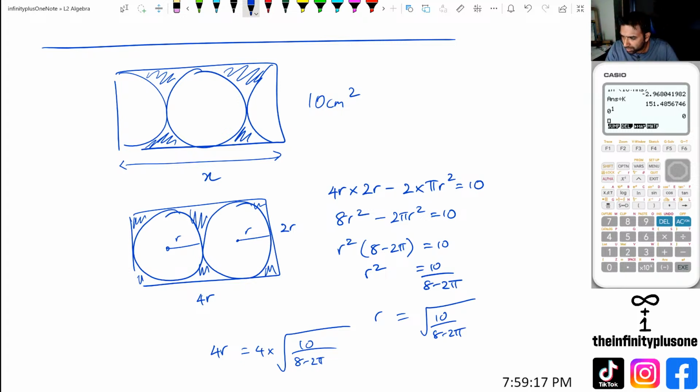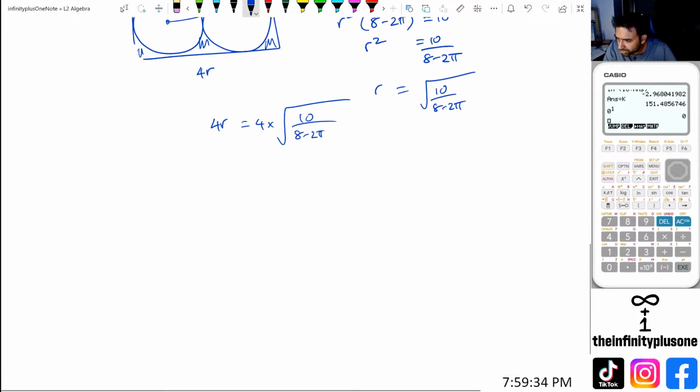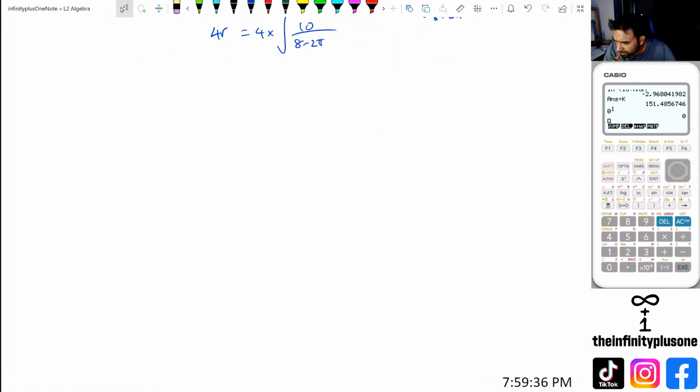Actually, hold up. I don't know, guys. I don't know what the questions are worth. Find value of k when the solution is numerically the same.